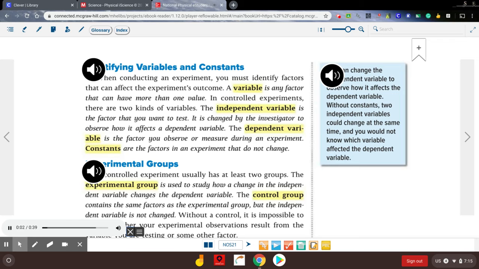Identifying variables and constants. When conducting an experiment, you must identify factors that can affect the experiment's outcome. A variable is any factor that can have more than one value. In controlled experiments, there are two kinds of variables. The independent variable is the factor that you want to test. It is changed by the investigator to observe how it affects a dependent variable. The dependent variable is the factor you observe or measure during an experiment. Constants are the factors in an experiment that do not change.